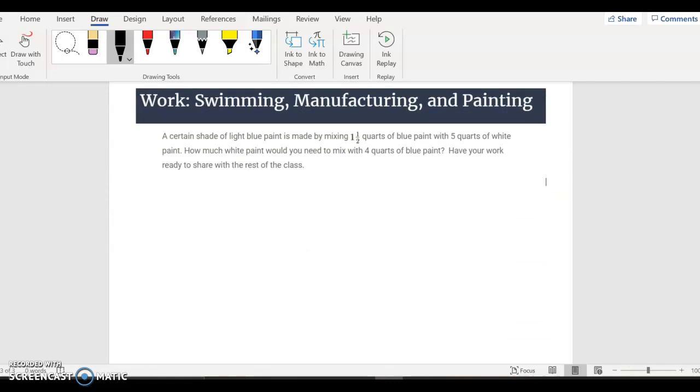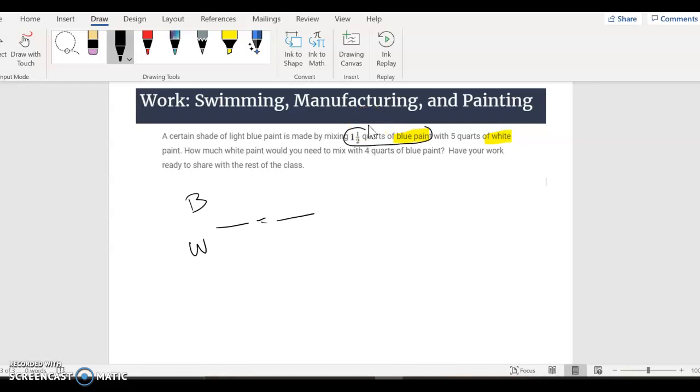Okay, and then our last example. A certain shade of light blue paint is made by mixing 1.5 quarts of blue paint with 5 quarts of white paint. How much white paint would you need to mix with 4 quarts of blue paint? So we're making light blue paint with blue and white. So I'm going to set up a proportion and I'm going to use B for blue and W for white.